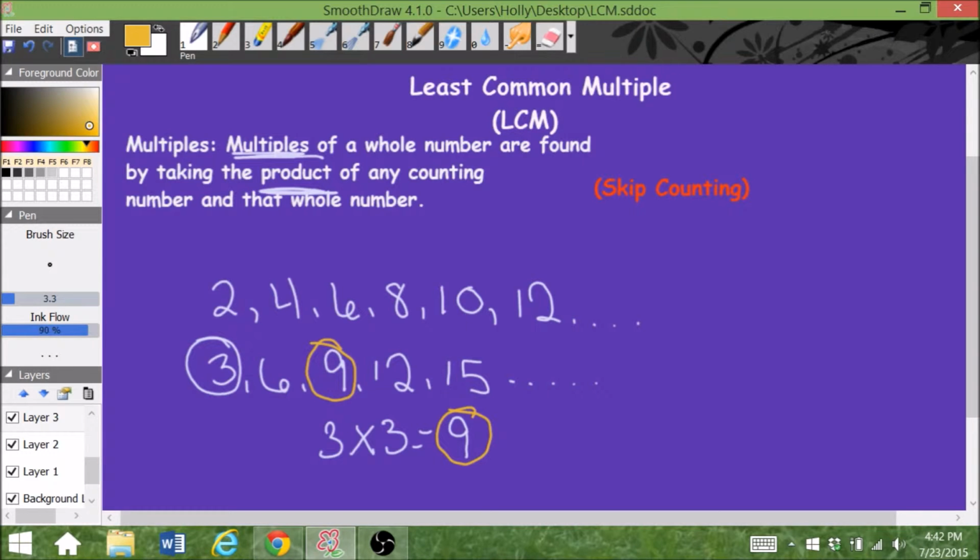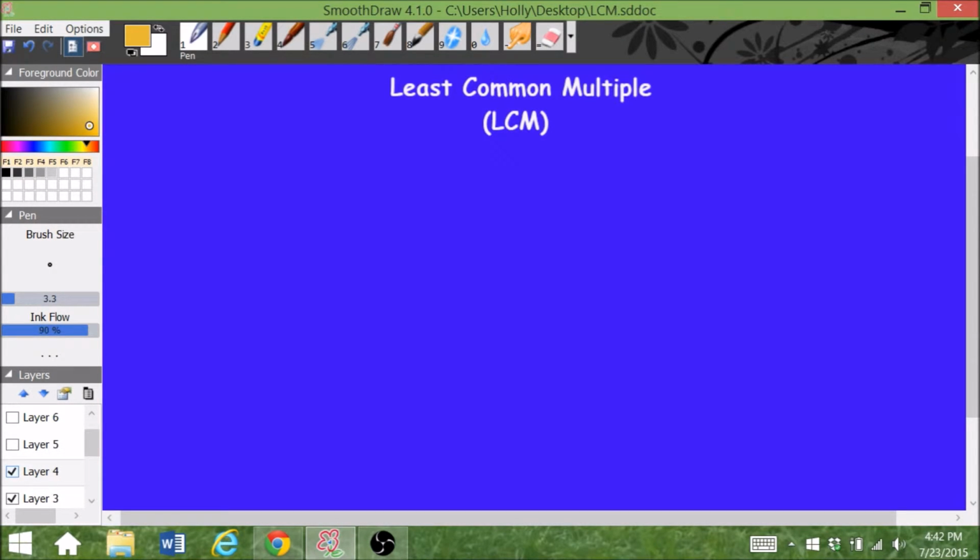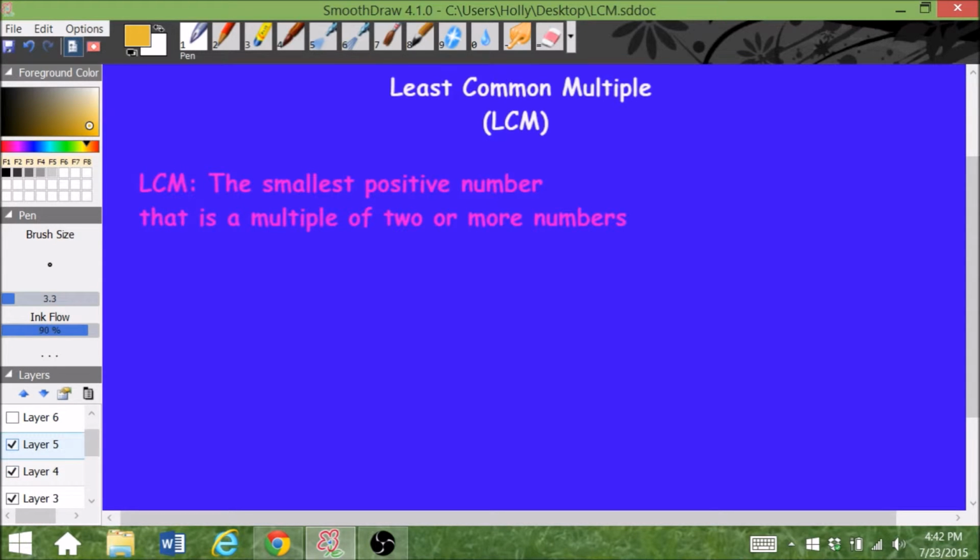Now that you understand what a multiple is, let's talk about how to find a least common multiple. A least common multiple is the smallest positive number that is a multiple of 2 or more numbers. So, the important parts of this is that it has to be the smallest number, and it has 2 or more numbers that you're comparing.